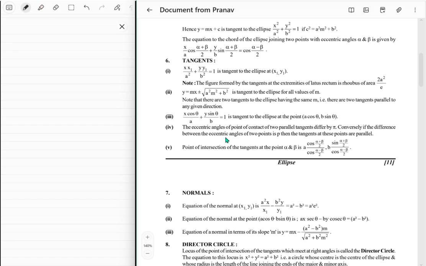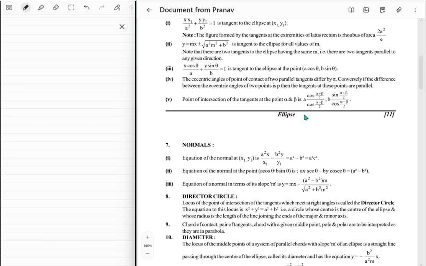Conversely, if the difference between the eccentric angles of 2 points is p, then the tangents at these points are parallel. What is p? I think it's supposed to be pi, right? So yeah, both are correct. So the second one is in fact easier to prove. The first one requires some kind of thinking, but whatever.